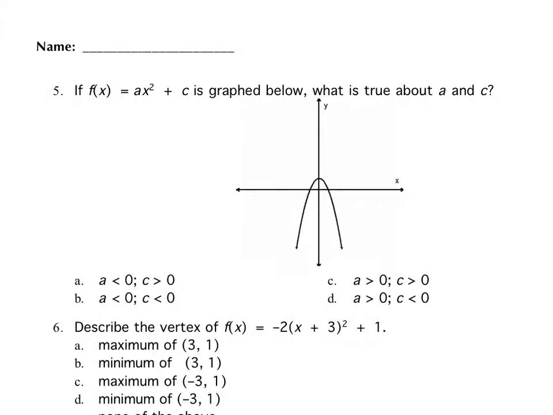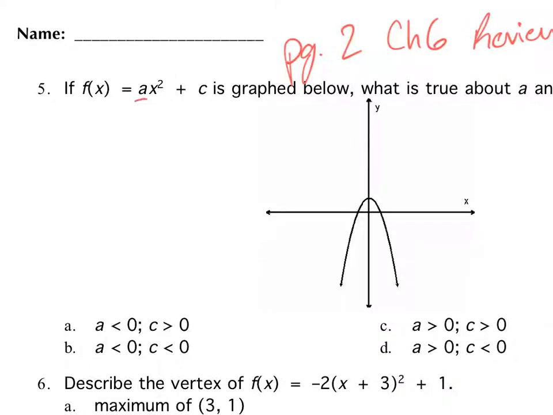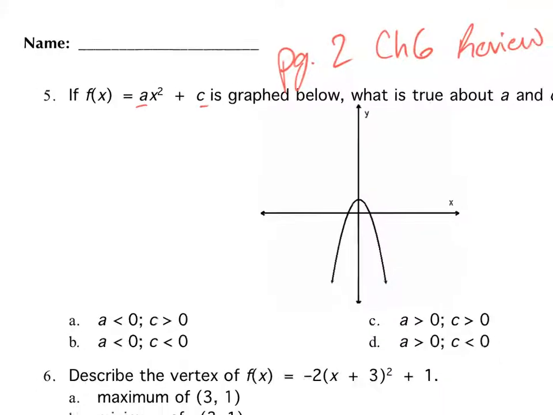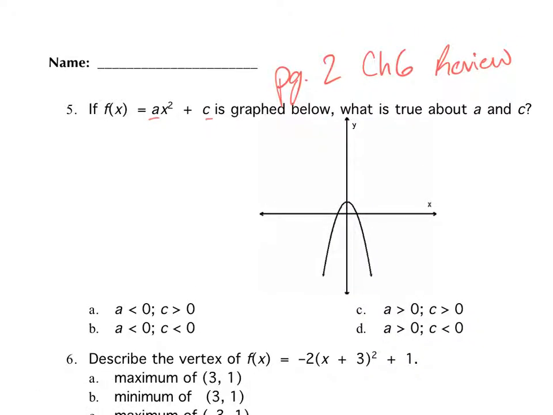All right, on page 2 of the chapter 6 exam review, we'll look at starting with number 5. They give us a parabola to look at. They don't tell us any numbers for the equation, just a generic A and C, and they want to know what's true about A and C based on the shape of this graph.